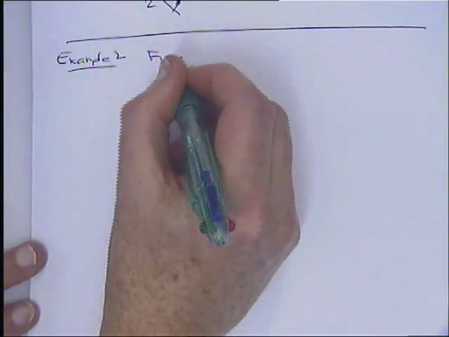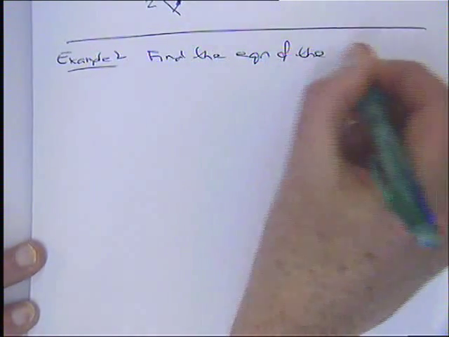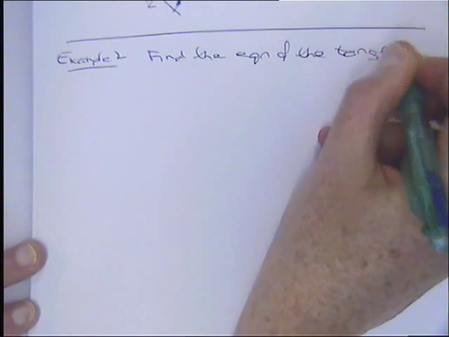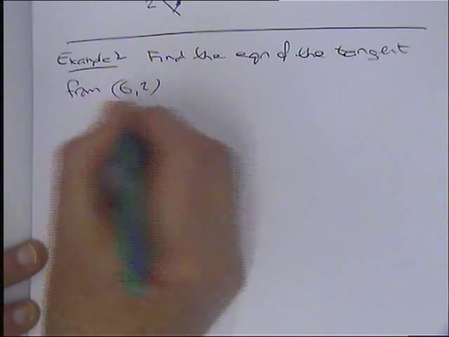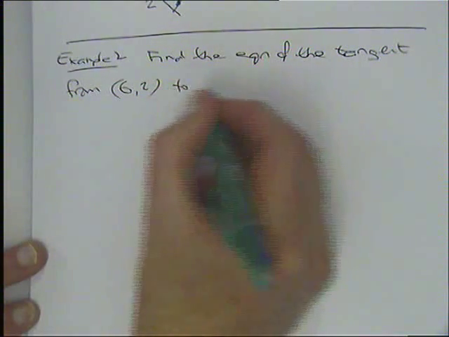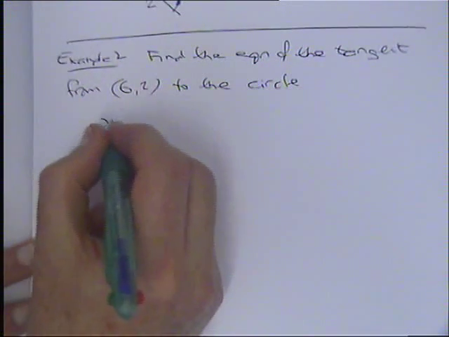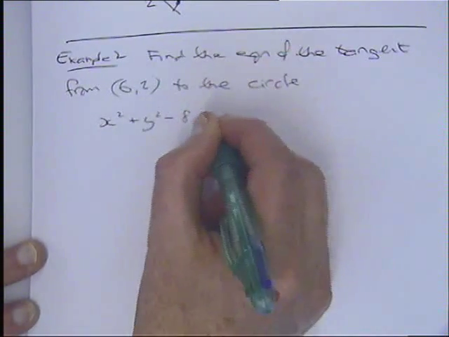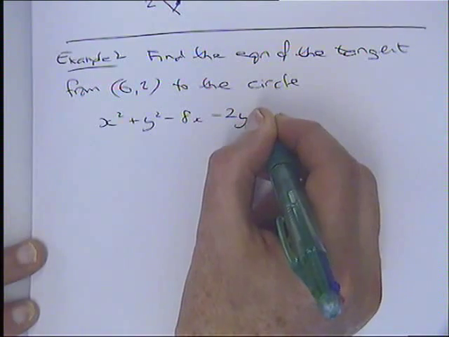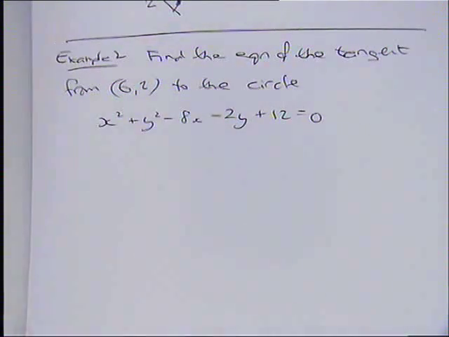Okay, our next example then is going to be: find the equation of the tangent from the point 6, 2 to the circle x squared plus y squared minus 8x minus 2y plus 12 equals 0.